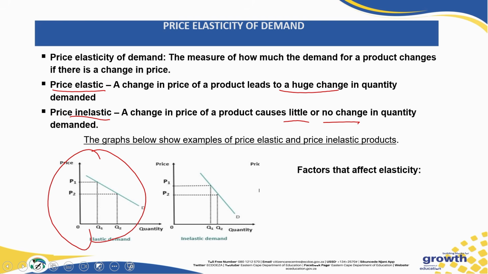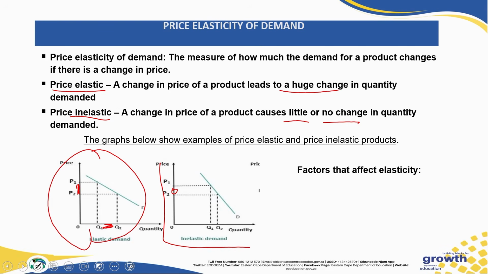Here we have two graphs that show examples of price elastic and inelastic demand. The first one is price elastic. Remember, when there's a change in price, there will be a huge change in demand. Price inelastic, when there's a change in price, there will be a little change in demand of the product. So this is the difference. Let's look at our graph. Between quantity 1 and quantity 2, there's a huge change in elastic demand. But in inelastic demand, between quantity 1 and quantity 2, there's a small change. That is the difference between price elastic and inelastic.